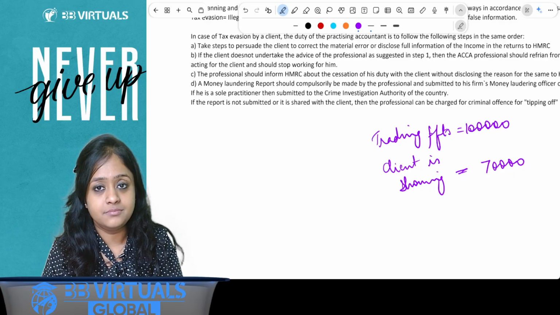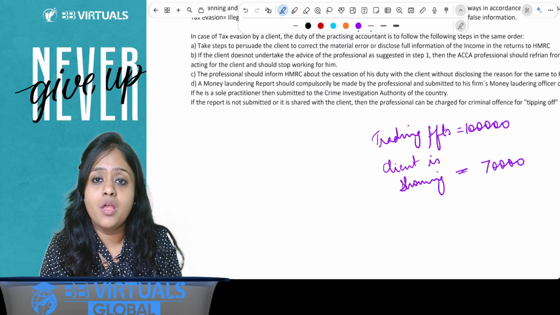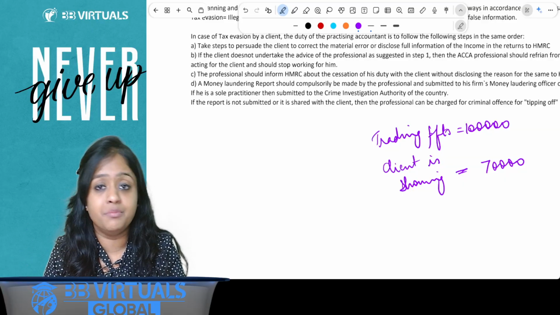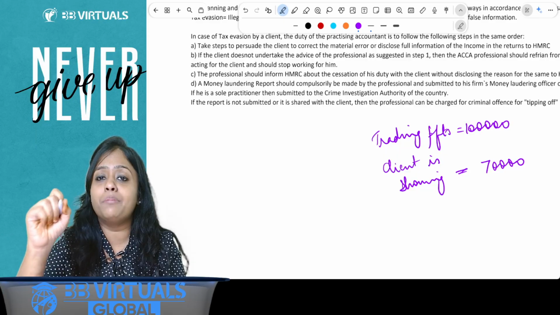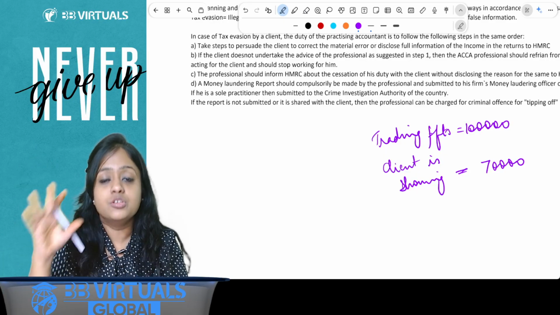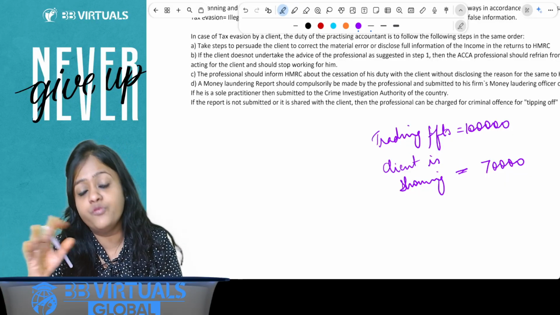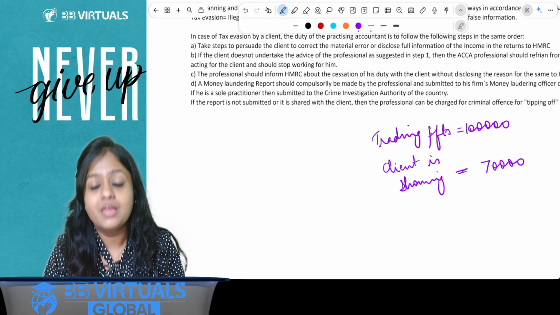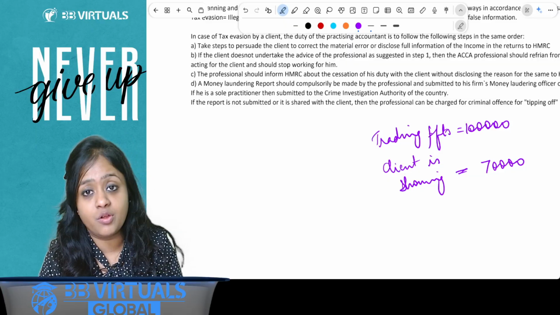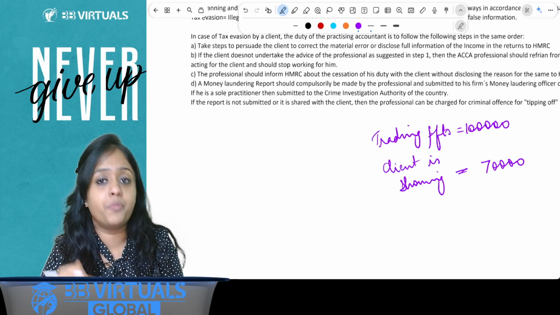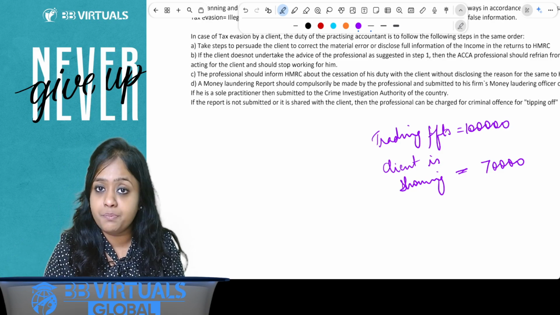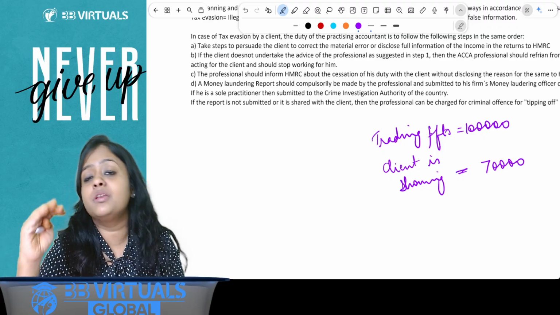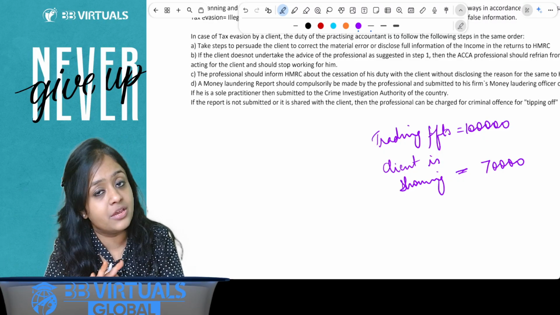That's all. Step 4 says now prepare a money laundering report for the money laundering activities that have been committed by the client and give it to the money laundering officer of your firm. So the ACCA firm that you are a member of, give that money laundering report to your firm. Let's say your firm does not have a money laundering officer or you are a sole proprietor, then you can submit your report to the Crime Investigation Authority of the country. Simple. Submit your report to that Crime Investigation Authority and your job is done.